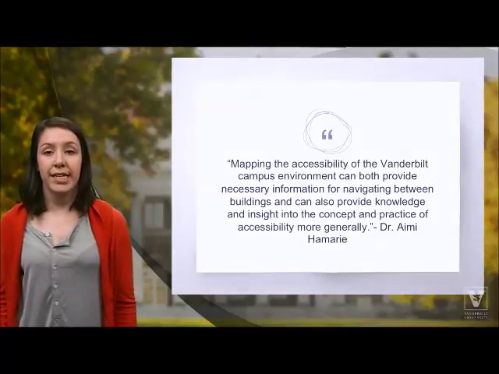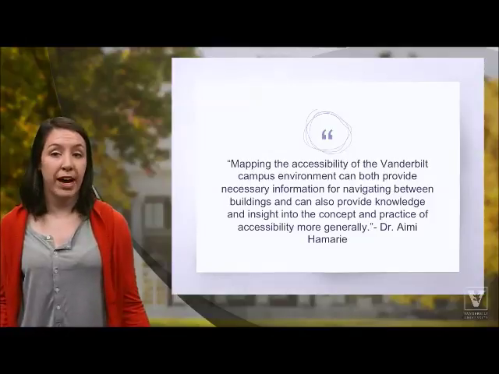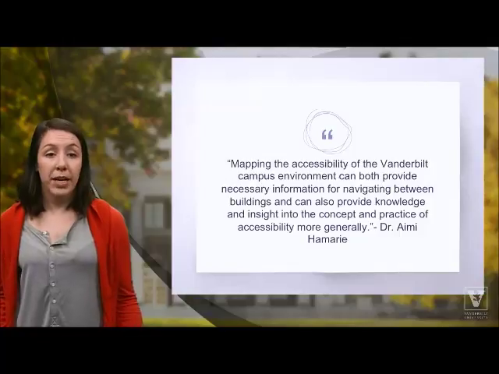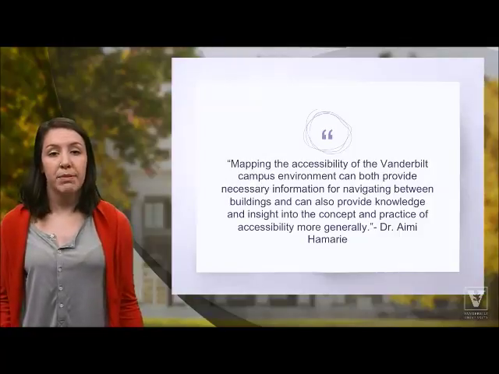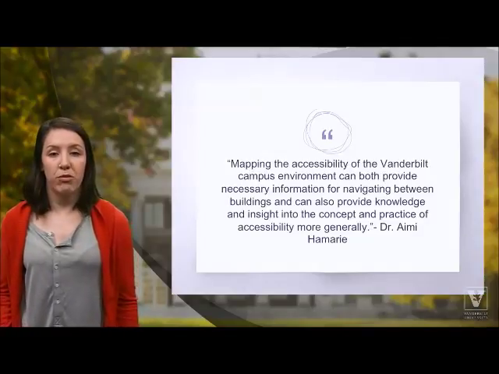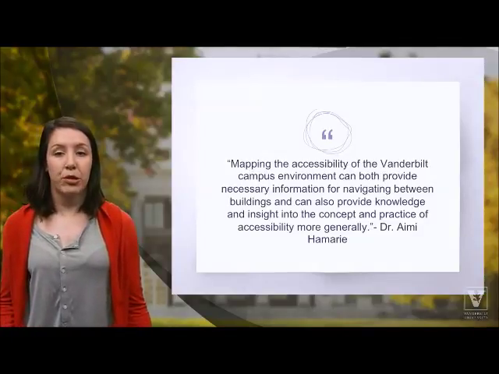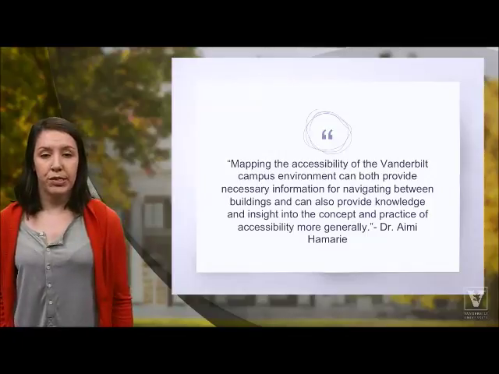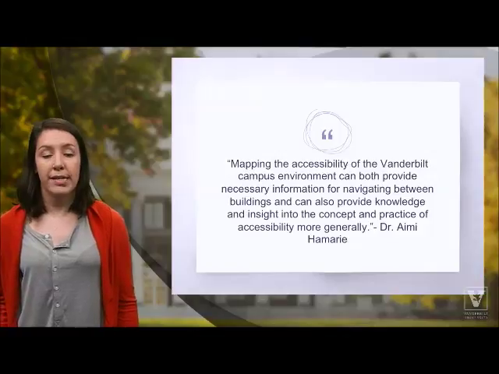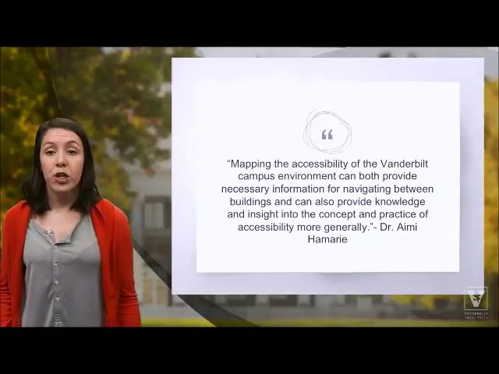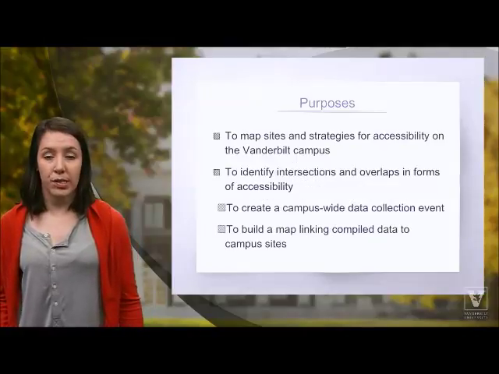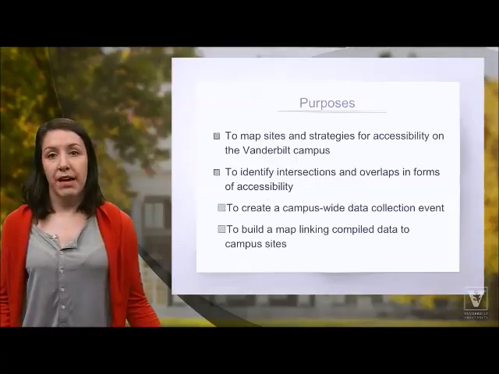The premise of this project is that mapping the accessibility of the Vanderbilt campus environment can provide both necessary information for navigating between buildings, but it can also provide knowledge and insight into the concept and practice of accessibility more generally. According to the late 20th century universal design movement, features of the built environment that benefit disabled users also benefit non-disabled users. Universal design goes beyond the narrow approach of accessibility compliance offered by laws such as the Americans with Disabilities Act to capture a broader range of built forms that enhance the experience of the built environment for all users.